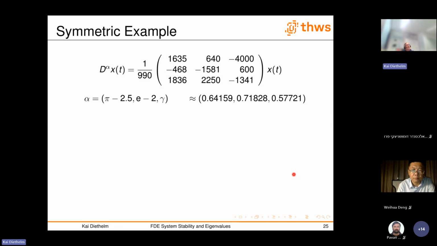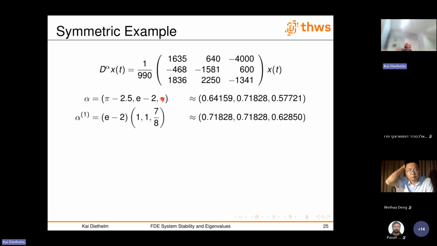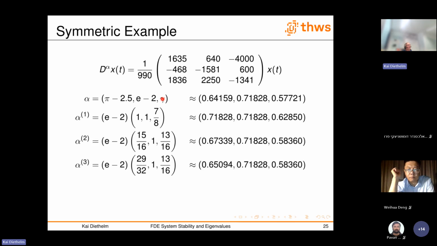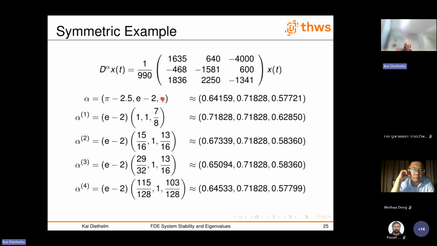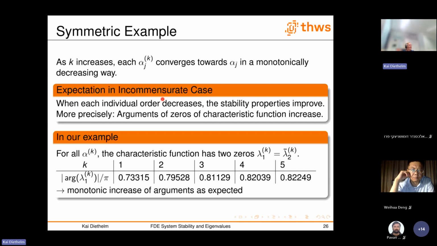And then we can look at this problem from a symmetric perspective. So we now approach those orders from the other direction, from the other side. So we move there from the upper side. We get a decreasing approximation sequence. And well, the expectation is that as we move through that sequence, the arguments of the zeros become bigger. We are moving more and more into the stability region, and indeed, this is what we get.